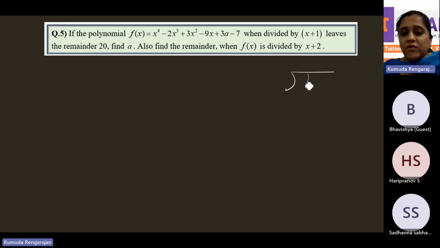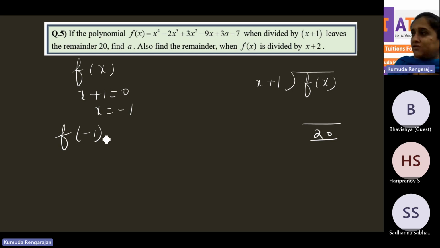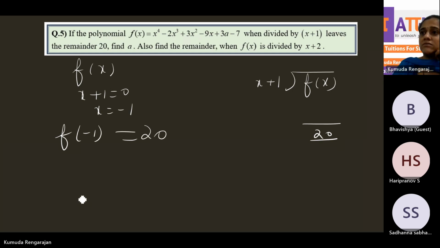So when f of x is divided by x plus 1, the remainder is 20. So f of x is the dividend. Equate the divisor to 0, so you get x is equal to -1. How will we find the remainder? We should find f of -1. But the remainder is 20. That means f of -1 is equal to 20. Now you should work this and find the value of a. When you work this, you can get the value of a. You can see a here, 3a, a.